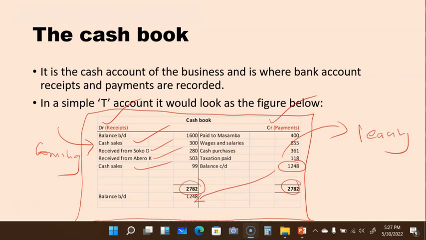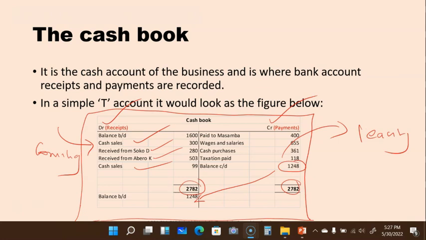But people like Soko D or Abero K have got accounts with us. They are our credit customers. So whenever they make their payments, we would be recording everything in a separate personal account for them, and we will be updating their accounts as we go. This is why we have indicated that the cash was received from these guys. We had to write their names so that we also update their accounts as normal.